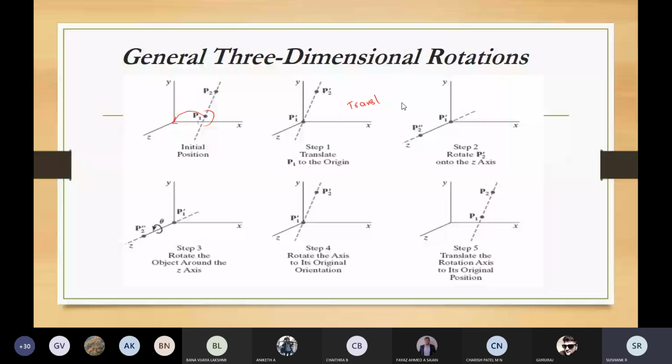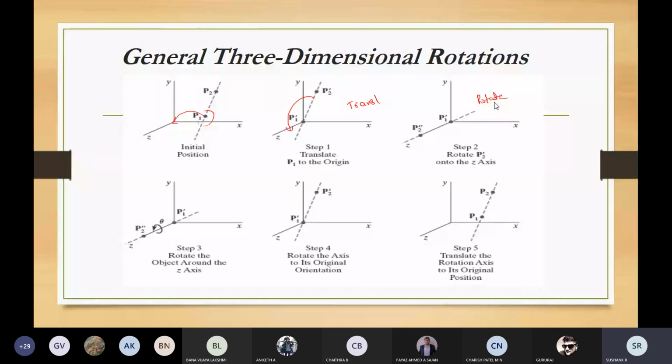Here we are bringing the point P1 to the origin. And the second step is to perform rotation, so that the axis of rotation will coincide with the coordinate axis. So what we did: first we brought the object from here to here, then we rotated this object such that the axis of rotation will coincide with the coordinate axis. So the second step is rotation.